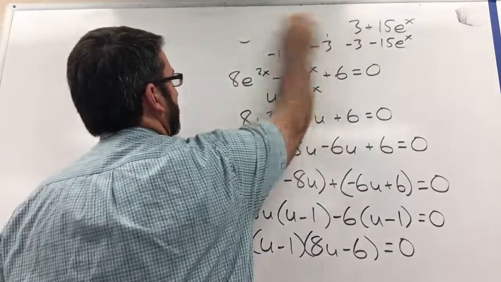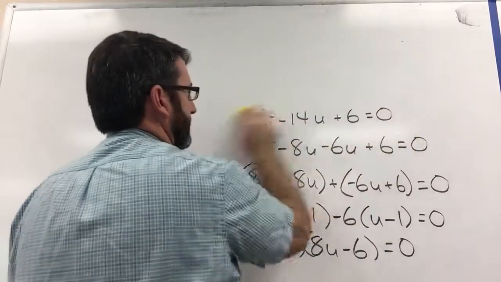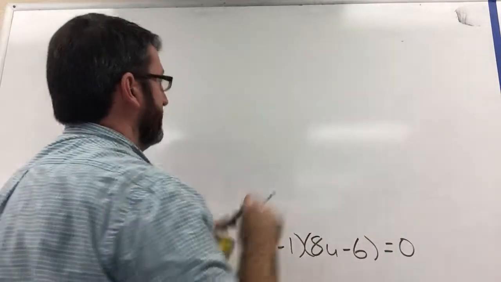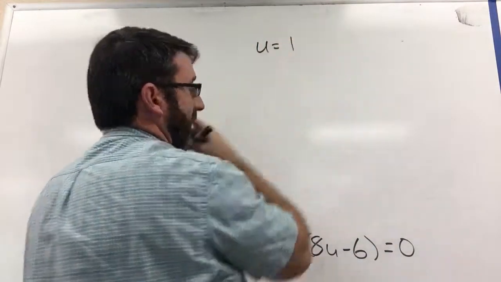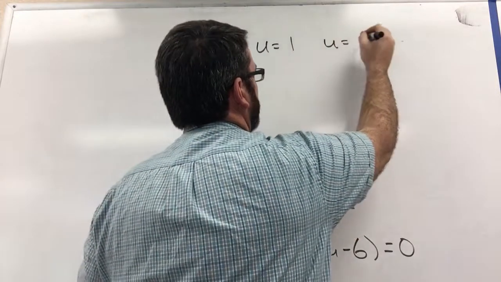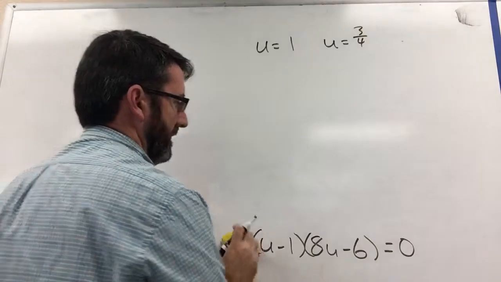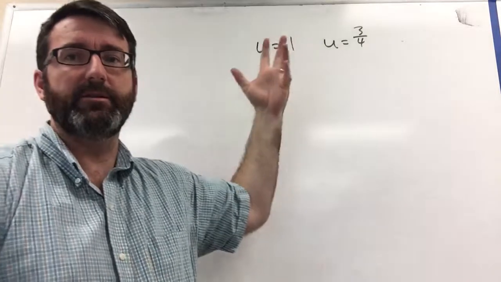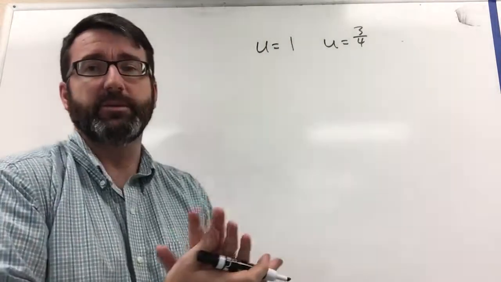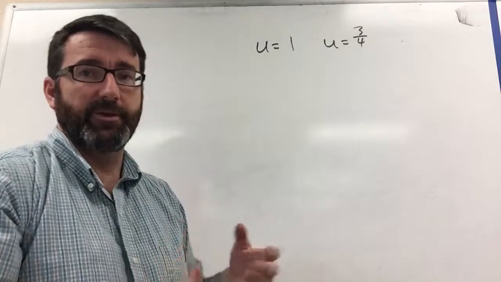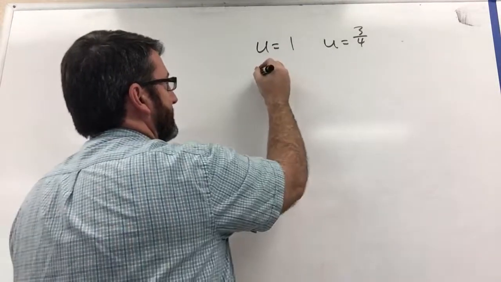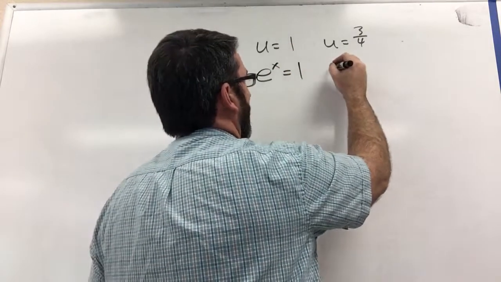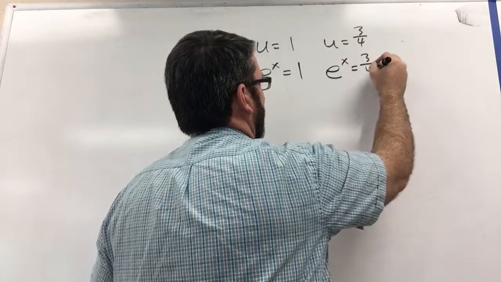So let's put that up here. So now we know that u is equal to 1 or u is equal to 3/4. And remember that we created this u. We said it was equal to e to the x. So we're not trying to solve for u, we're trying to solve for x. So now let's replace this e to the x for u there. We get e to the x equals 1 or e to the x equals 3/4.